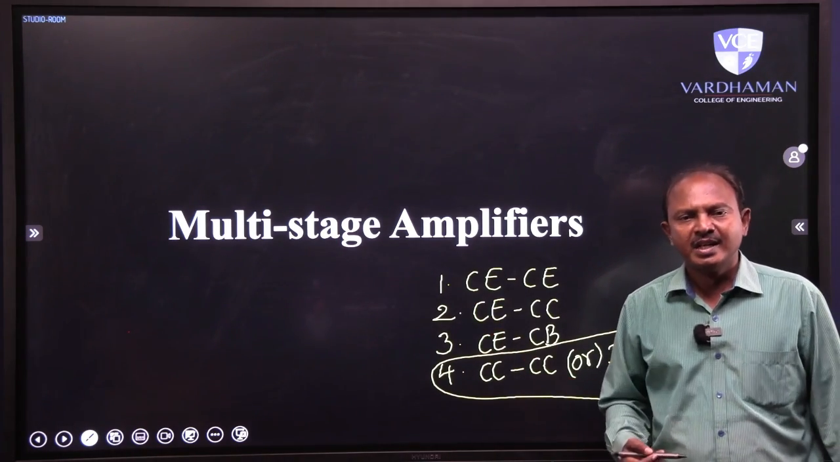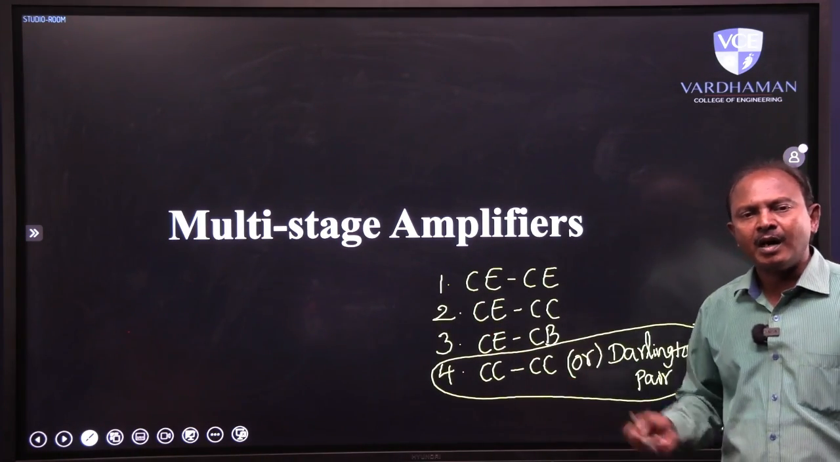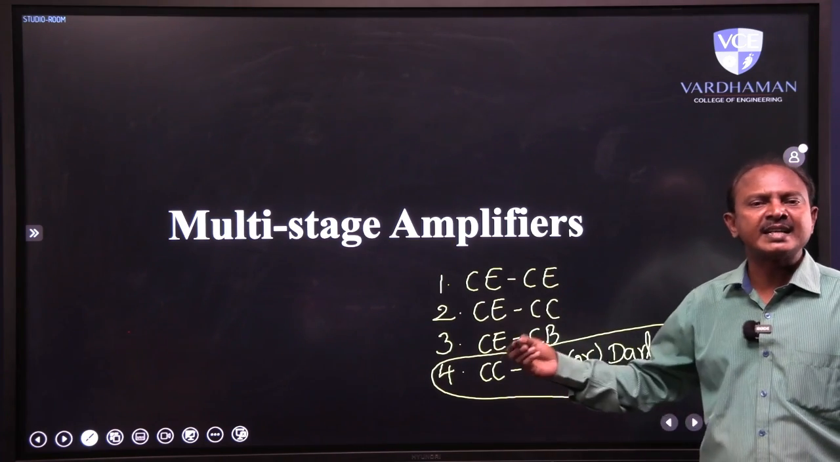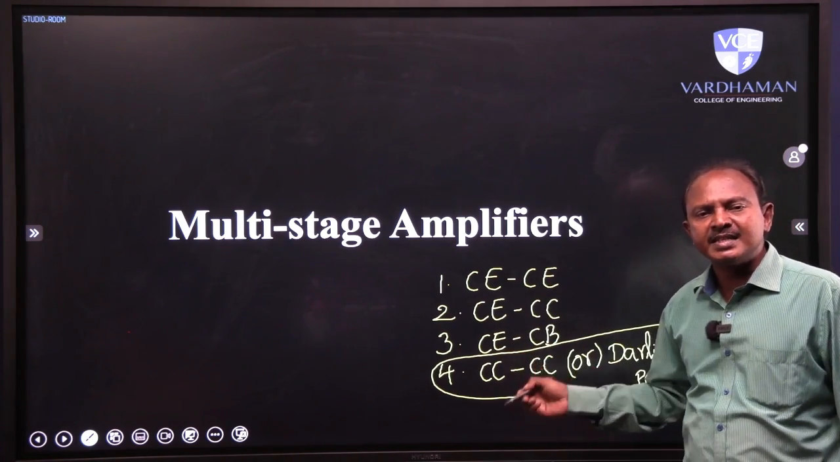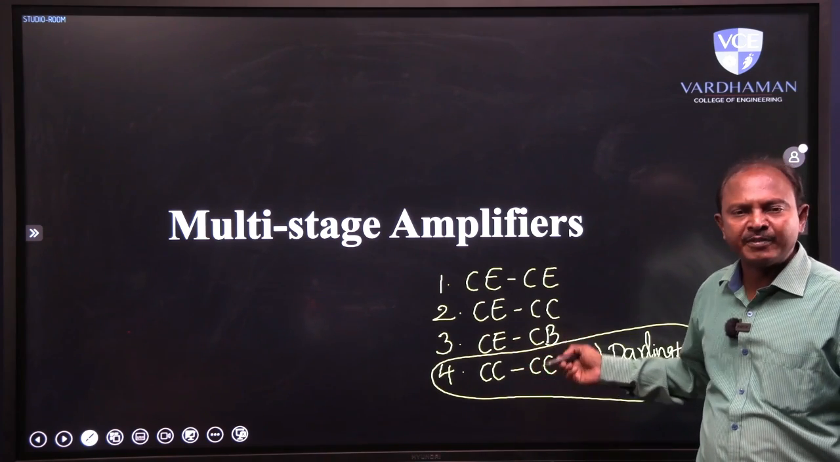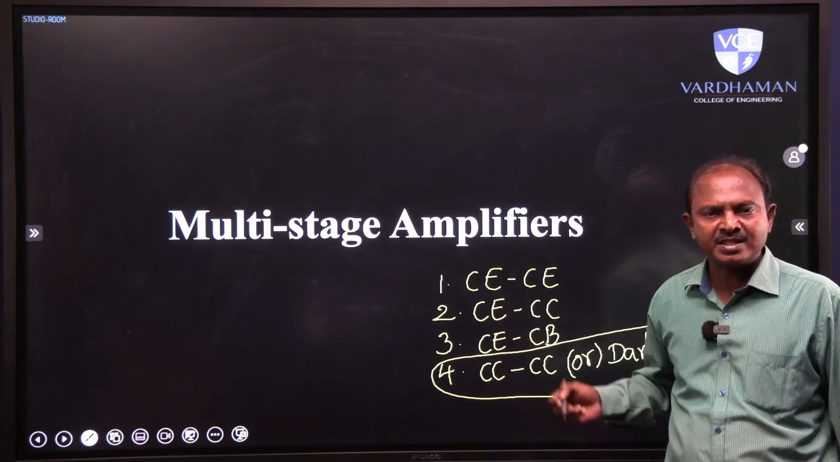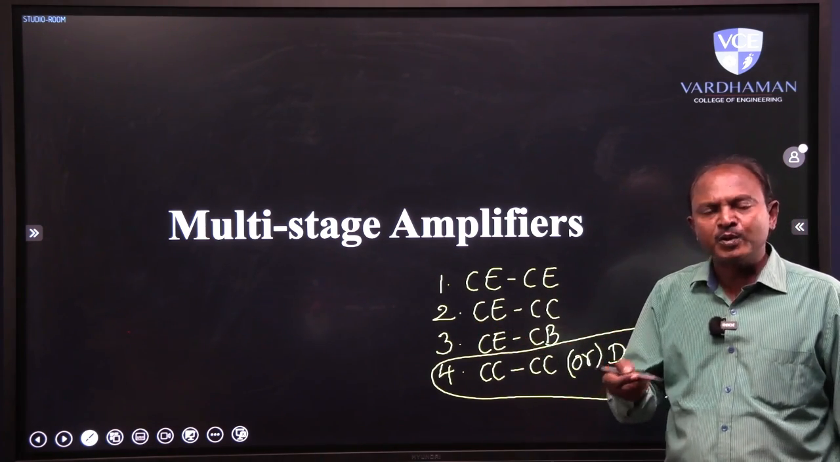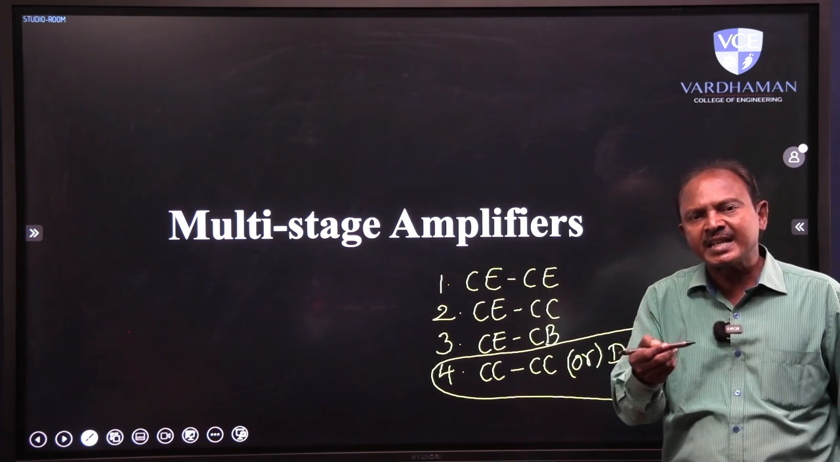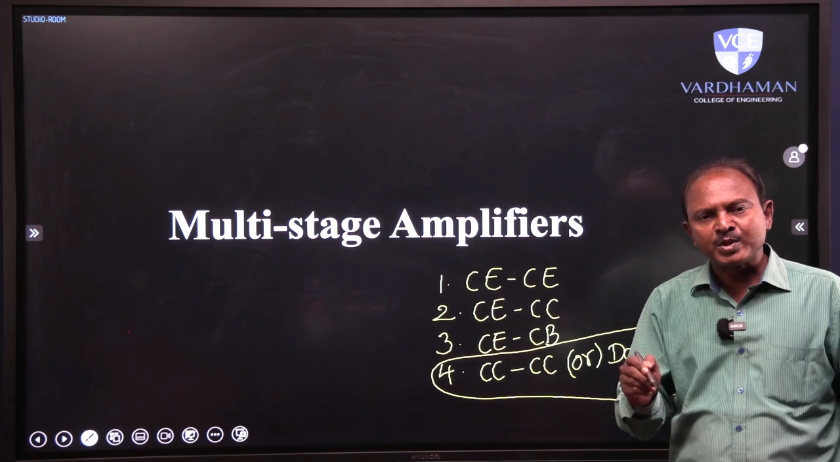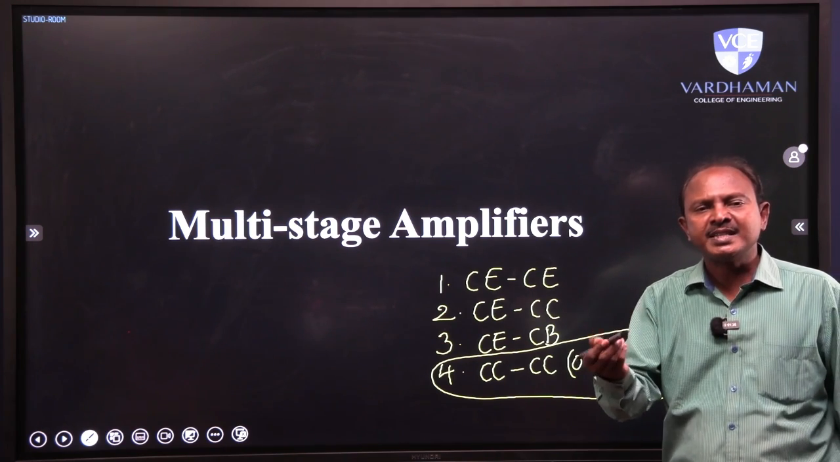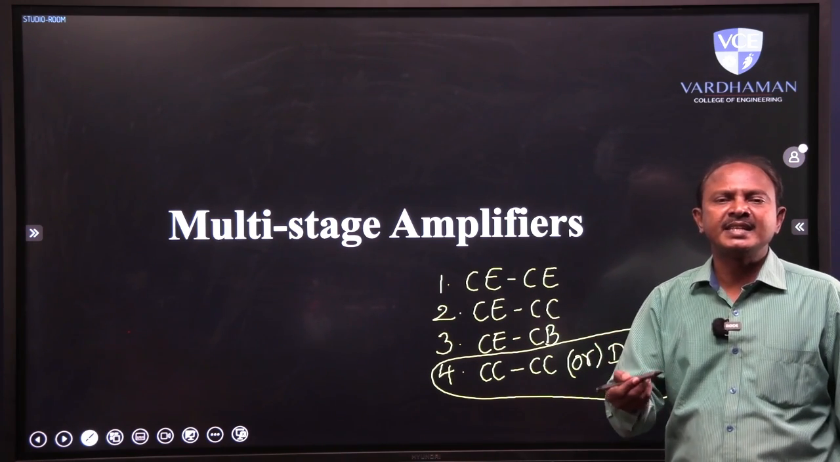Good news is the procedure of analyzing all these four amplifiers is exactly the same. That's why I am considering CC-CC Darlington pair amplifier as a reference here for the analysis. First of all, try to understand the procedure which I am following, and then follow the same procedure to analyze CE-CE, CE-CC and CE-CB also.